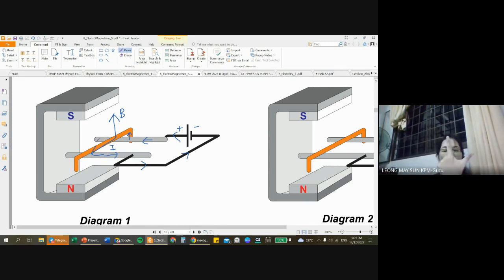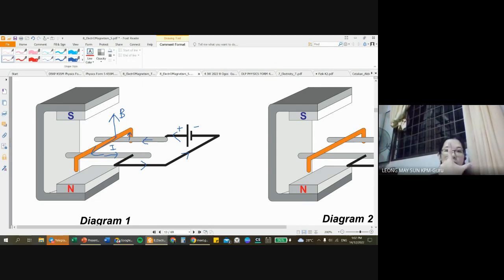So move your Fleming left hand so that your middle finger is actually pointing towards you, and then you would notice that your thumb is pointing towards the left side. So that's the direction of our force. Okay? So that is how we will say that this copper wire will move towards the left, using the Fleming left hand rule.